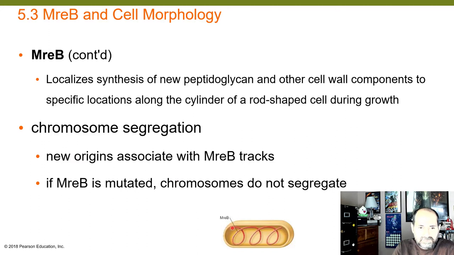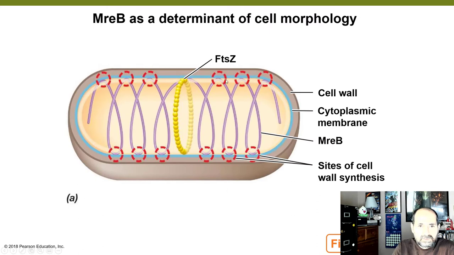So here's an image showing you this MreB quaternary complex. You've got all these different proteins, the MreB proteins, forming a spiral around the inside of the cell just beneath the plasma membrane. And you can see here again the MreB in purple around the inside of the cell. You see these spots here where the MreB touches the plasma membrane, this red dotted line. These are sites of new cell wall synthesis.